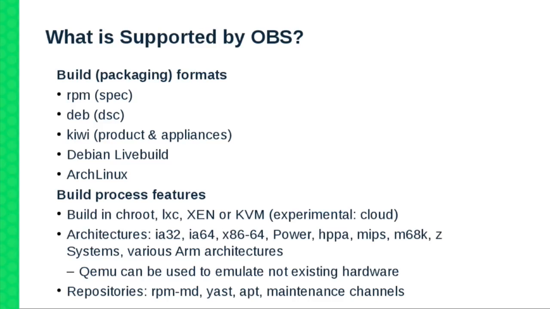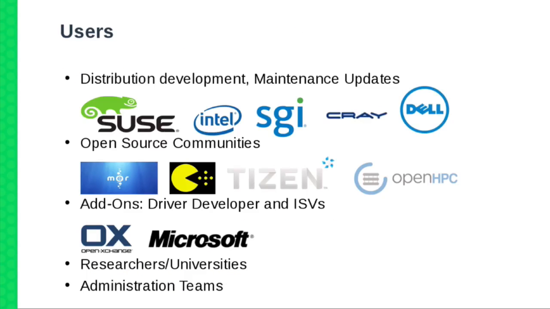And we have different formats also for the repositories, how to deliver the packages that are supported this way. Open Build Service is used for sure by SUSE at the heart of different offerings that we have. So as part of openSUSE, we do that as part of SUSE Enterprise Server. As part of Package Hub, we all use the build service. Intel, SGI, Cray, Dell are using build service to build RPM packages or build complete distributions. There are some communities that do it, and we have some partners, some ISVs that build packages or drivers, add-ons needed for that one.